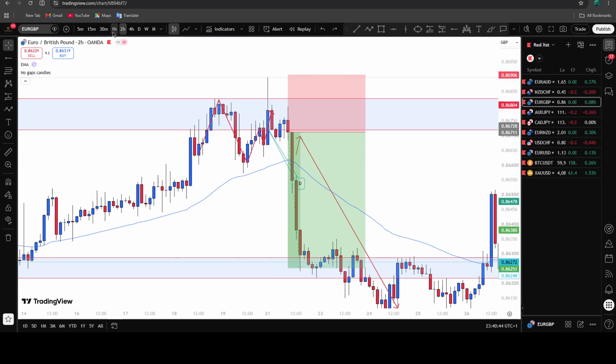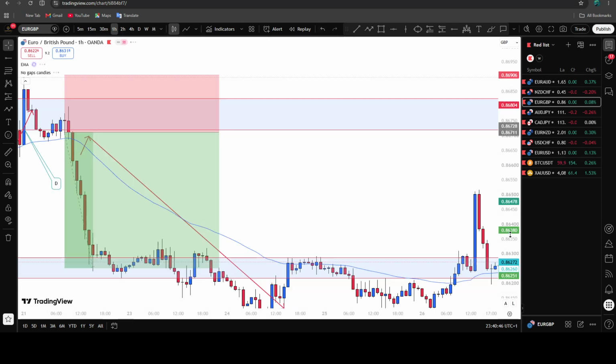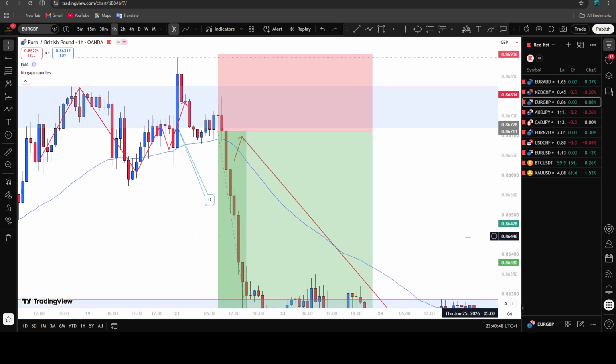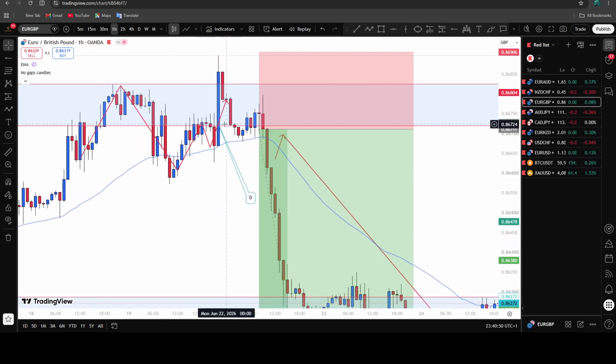But if we go down to the 1-hour time frame, the 1-hour time frame is still bullish. This is a higher high and higher low. Is now when I'll enter the trade. I need a shift of structure.